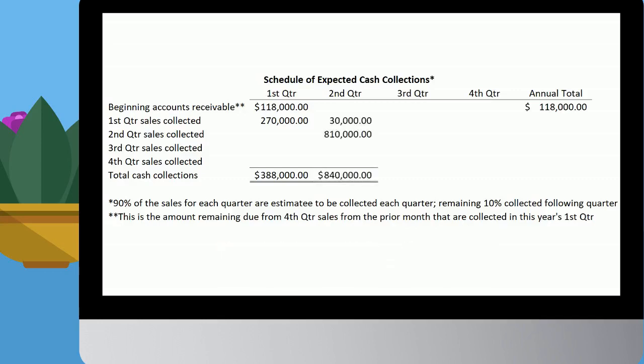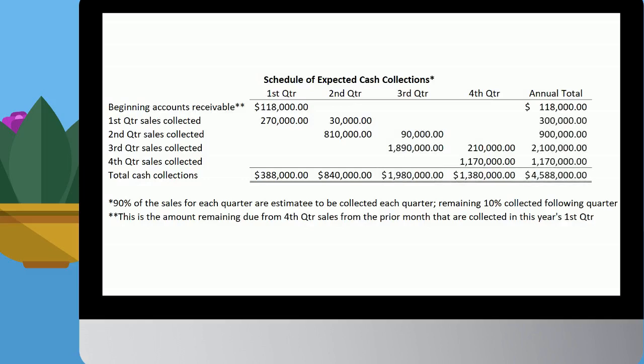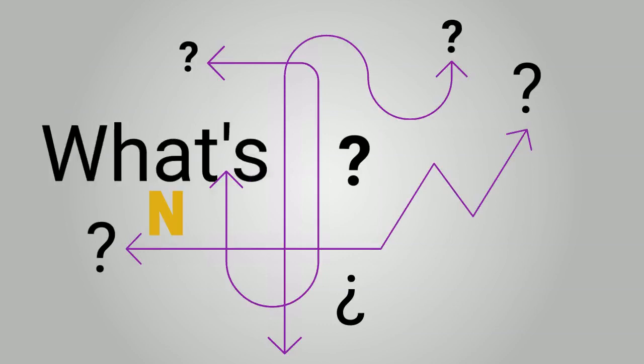Isabella would continue to do the same process for each of the remaining quarters and could then get the total for the entire year. Okay, sales are budgeted. What's next?